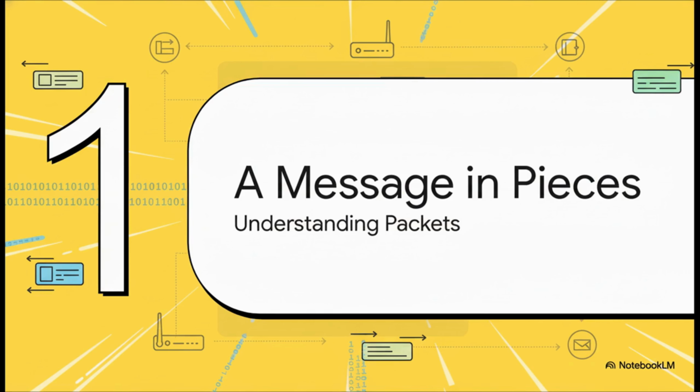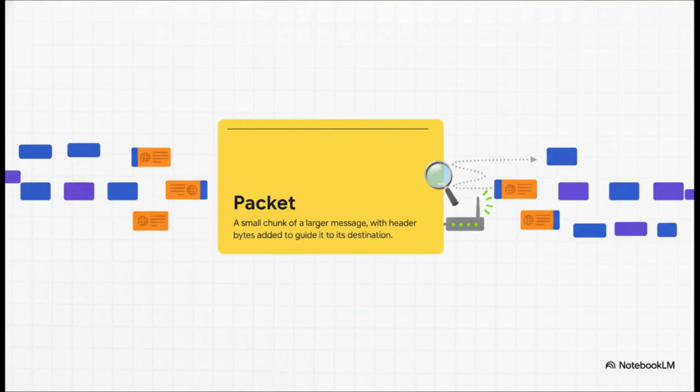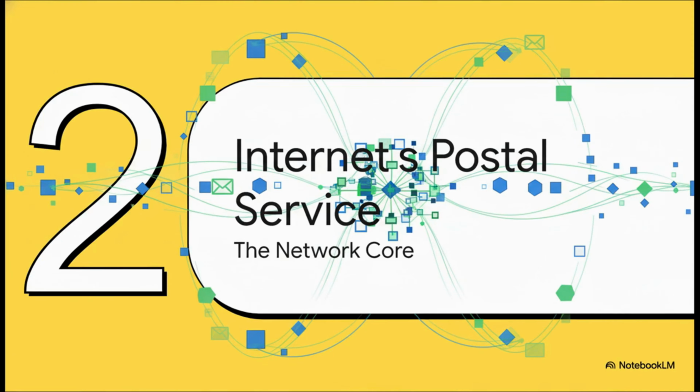I mean, what is it, really? A packet is, at its core, just a small piece of a bigger message. All those ones and zeros, or bits. But the really crucial part is the header that gets attached to it. You should think of this header exactly like an address label on a package you'd mail. It has all the info needed to get it to the right place and to be put back together in the correct order.